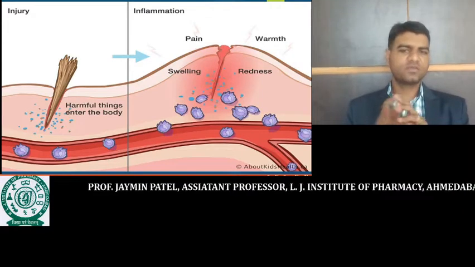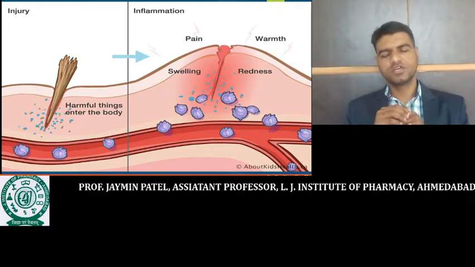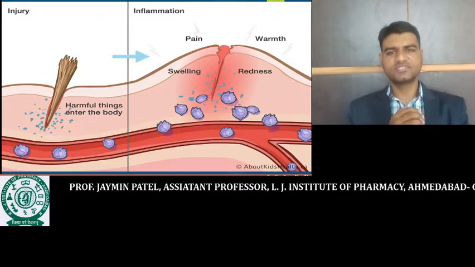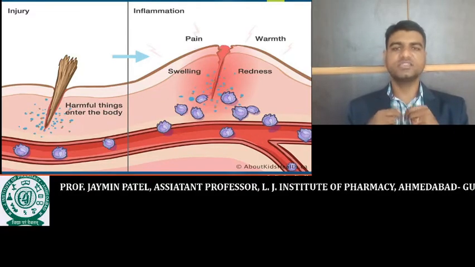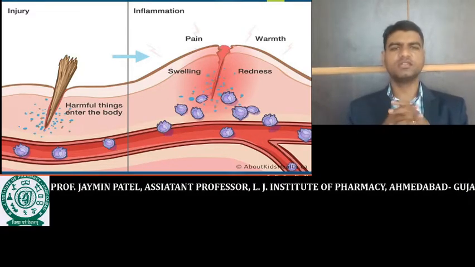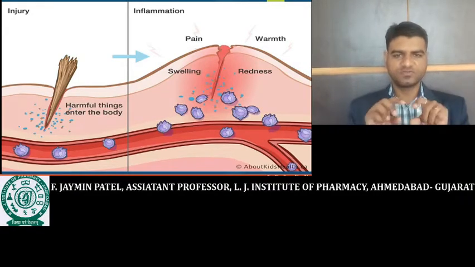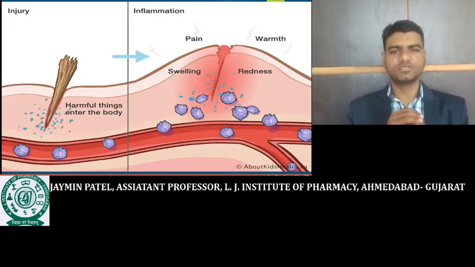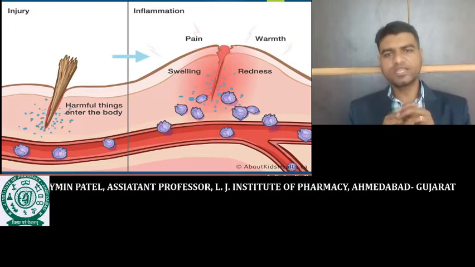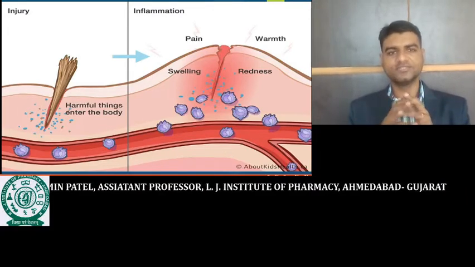Now in this inflammation process, what happens first? Different chemicals initiate the inflammation process. Which chemicals are involved in initiating the inflammation process, we will discuss later on. First we will discuss the steps of inflammation, in response to the chemicals, in response to the cytokines.